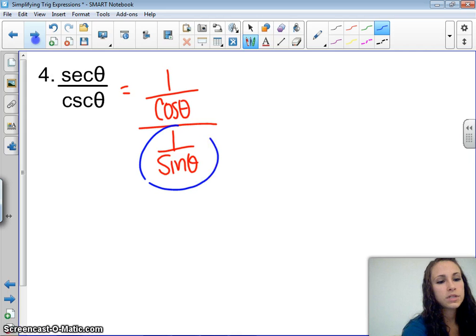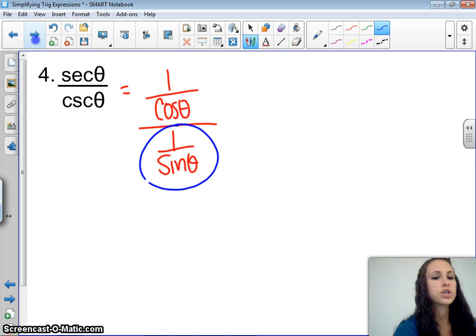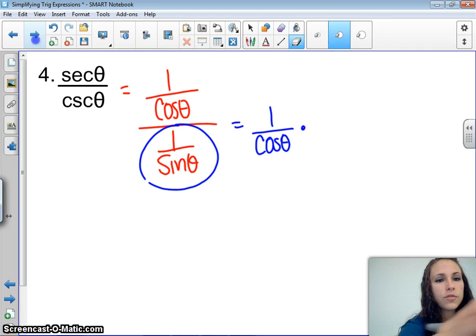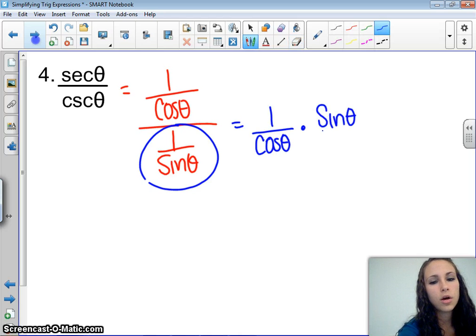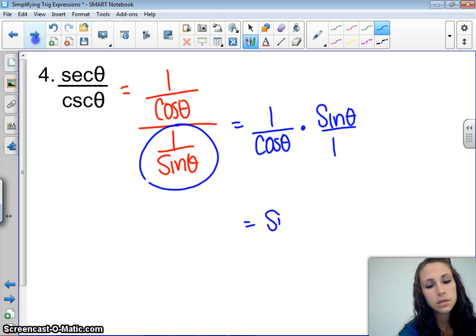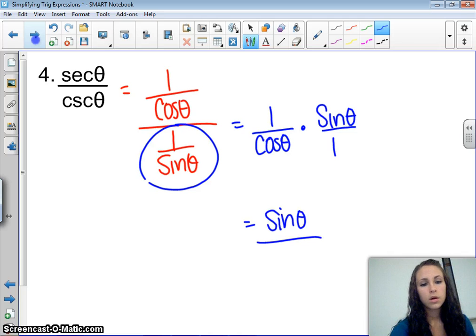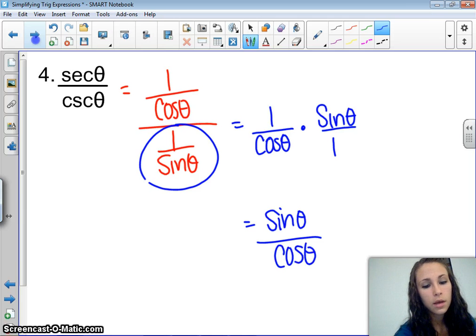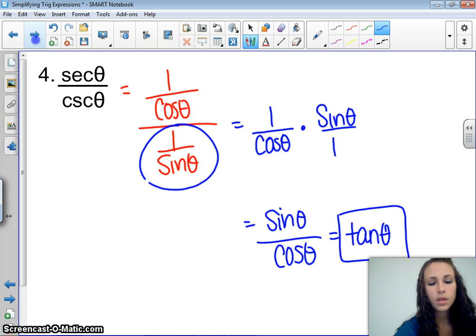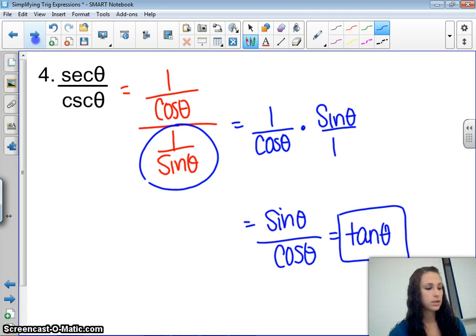And so I'm going to have to take this as a double-decker kind of fraction here, so I'm going to have to take the bottom and flip and multiply. So I'm going to have 1 over cosine times the bottom flips. So this is going to be sine over 1. And so in the top, I'm just going to have 1 times sine is sine. Cosine times 1 is just cosine. And then I'm not going to leave it like that because that's a fraction. I know that sine over cosine, though, is just the tangent. And so tangent would be my final simplified answer.